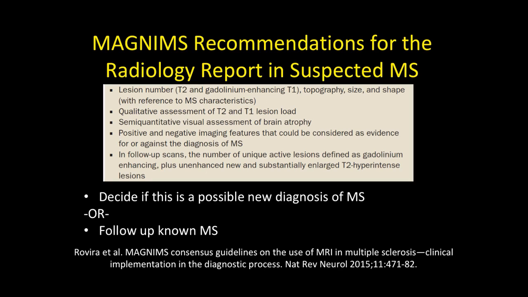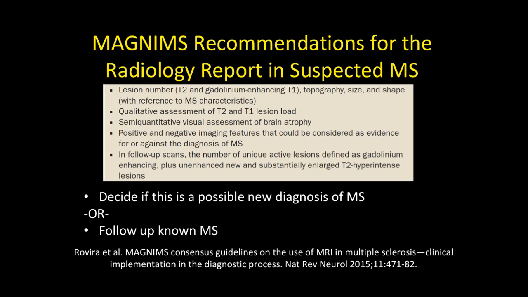And then once we are pretty confident we're dealing with a case of multiple sclerosis or a follow-up of known multiple sclerosis, we have to remember our MAGNIMS recommendations for our radiology report and what the clinician wants to see in the report. And we'll discuss, in the report, the lesion number, the size, the shape, what's characteristic of a demyelinating lesion, whether it's cortical, juxtacortical, infratentorial, and the overall assessment, mild, moderate, severe, of our lesion load. And don't forget to talk about brain atrophy, because multiple sclerosis is also a neurodegenerative process.